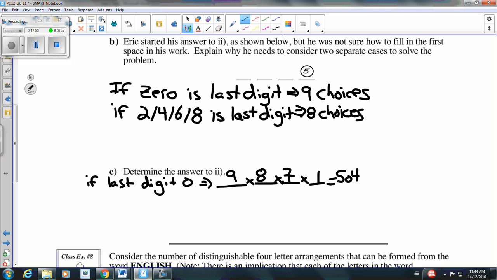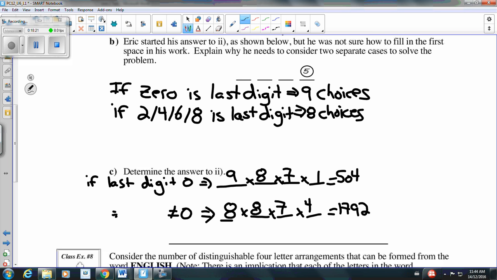If the last digit is not 0, we now have 8 choices here. But this also changes our last option because now we don't have 5 choices, we only have 4 because we're saying this must be 2, 4, 6, or 8. And the middle 2 stay the same, which gives us 1,792. So now to get our total, we would add them together. So this gives us a total of 2,296.